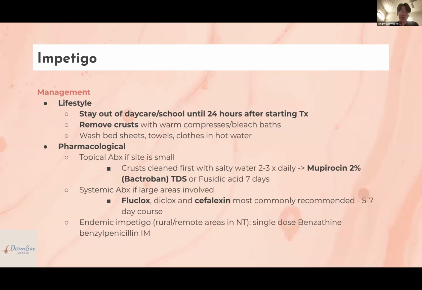So lifestyle management, we want to keep them away from school until 24 hours from starting the treatment. We want to get rid of these crusts appropriately with warm compresses or bleach baths, and we want to use antibiotics. So topical antibiotics, like again, Bactriban ointments if the site is small, but if they present over an extensive area, then we want to use systemic antibiotics like Fluclox or Cefalexin.